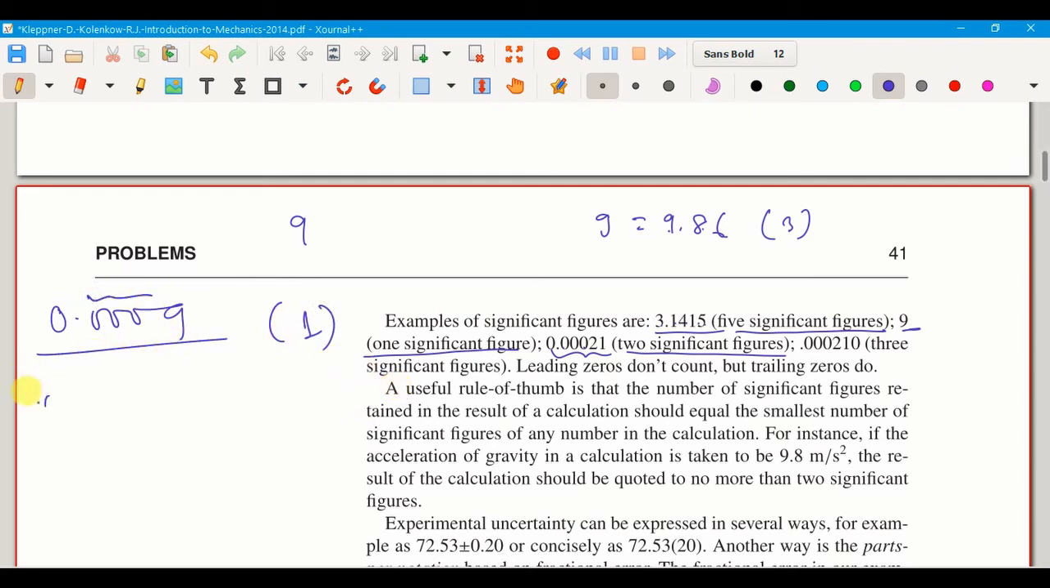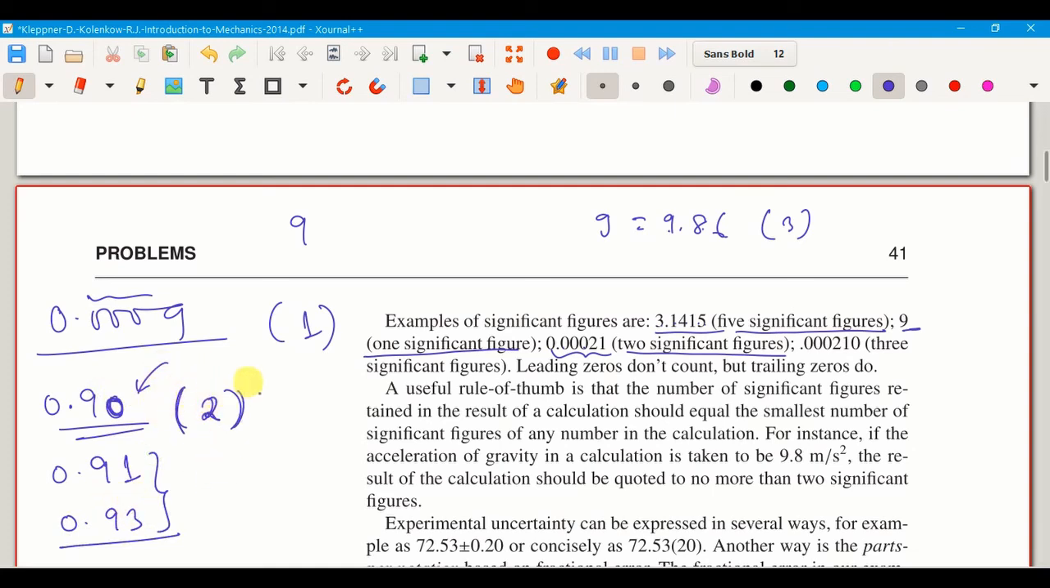But if we write 0.90, then the number of significant figures is 2, because these values count. If you are writing 0.90, it means there is something there. Maybe in some experiment it will be 9.1, maybe it will be 9.3. That's why it has been written. The significant figures are 2.